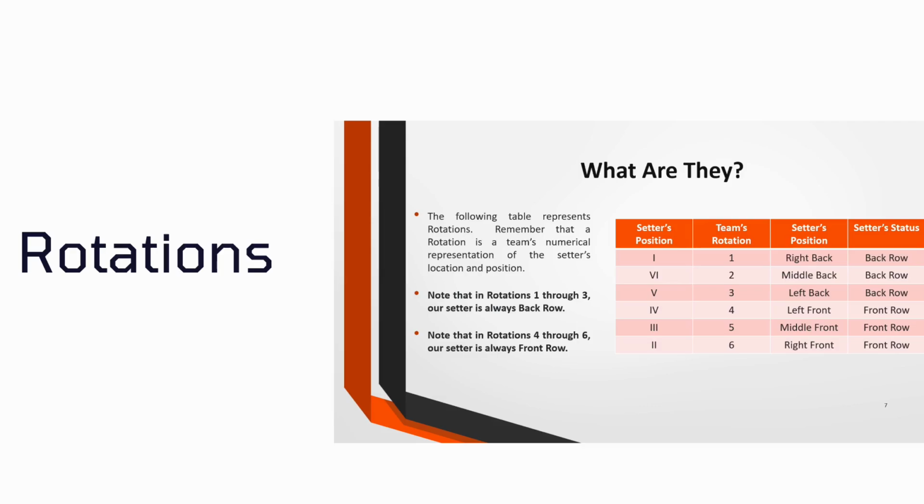Again, we have gone over rotations in other training presentations, but let's do a quick review. A rotation is a team's numerical representation of the setter's location and position. Remember, in rotations 1, 2, and 3, our setter will always be back row. In rotations 4, 5, and 6, our setter is always front row. On this particular slide, we feature a table of the setter's position, the team's rotation, and the setter's status.